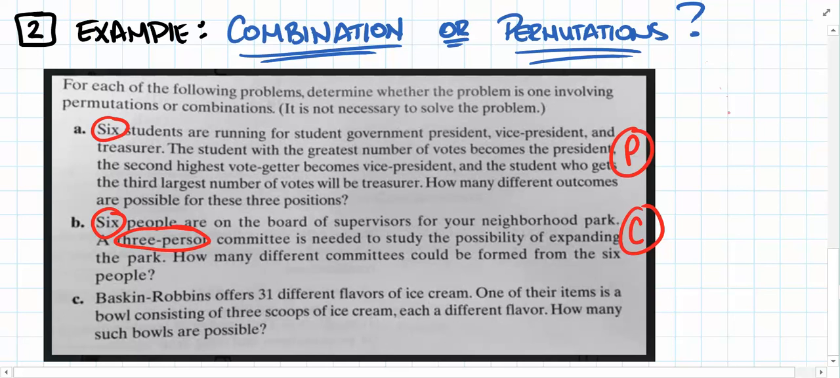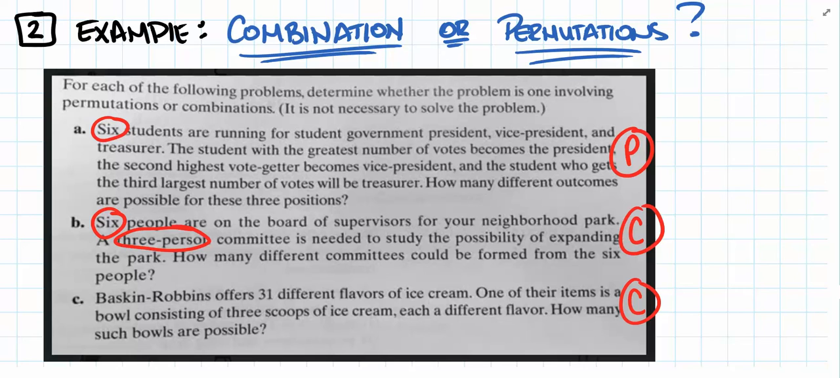Let's take a look at part C. Baskin-Robbins offers 31 different flavors of ice cream. One of their items is a bowl consisting of 3 scoops of ice cream. Each is a different flavor. How many bowls are possible? So think about this one. Do you think it's a permutation or a combination?